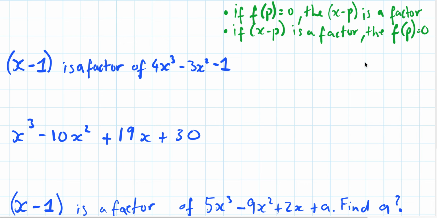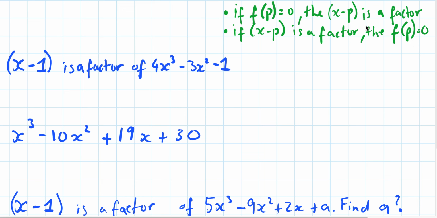This video is on the factor theorem, which is the next part of the chapter. The factor theorem states if f(p) is equal to 0, then x minus p is a factor of whatever we have of our equation or expression. If x minus p is a factor, then f(p) equals 0. So if we have a factor of an expression, then f(p) is going to equal 0.